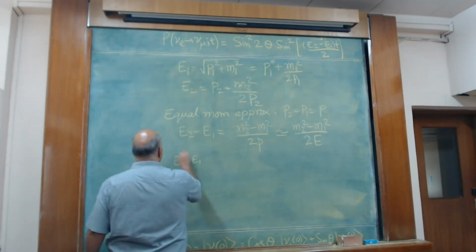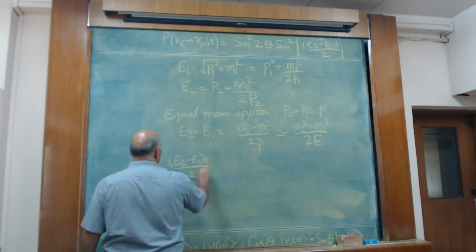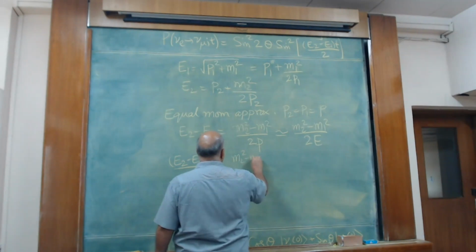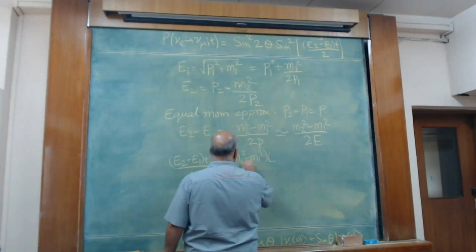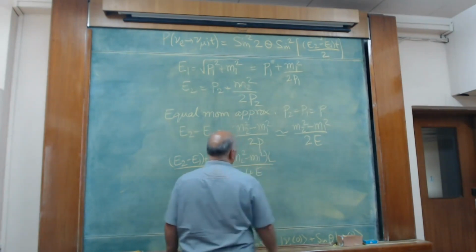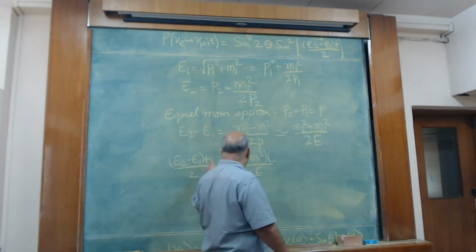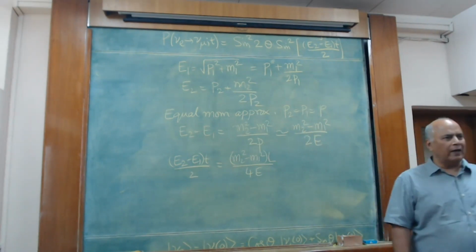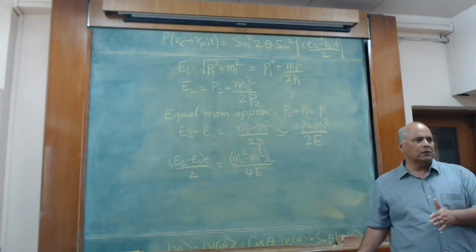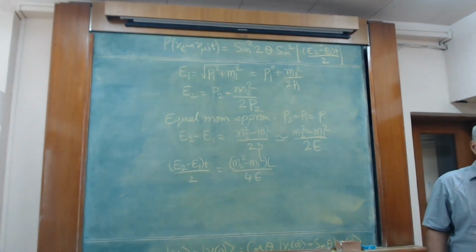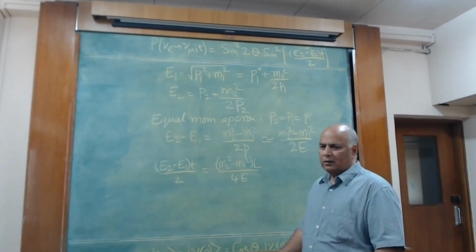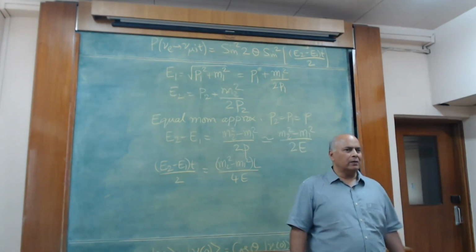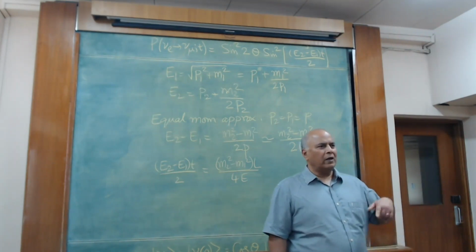So (E2 minus E1) times t is m2 square minus m1 square times L over 4E, where I have replaced the time of travel T by the distance of travel L. L is the distance between the source and the detector. And I just mentioned that these particles are ultra relativistic. They have a gamma factor of at least a million.